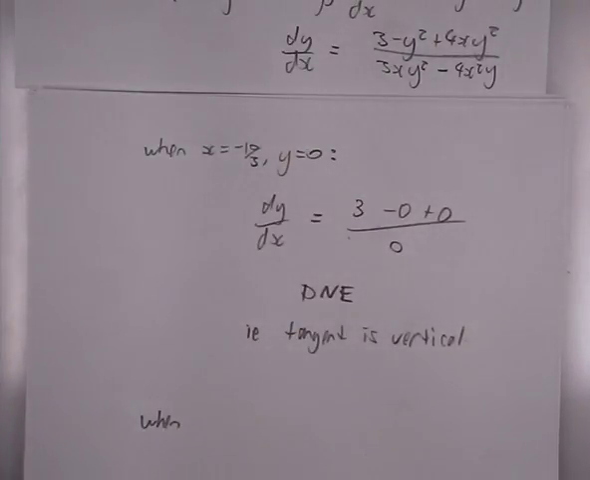Is that all right? Cool. So if you're actually specifically asked for the formula for the tangent, then you need to go y equals ax plus b, with the a being that slope.